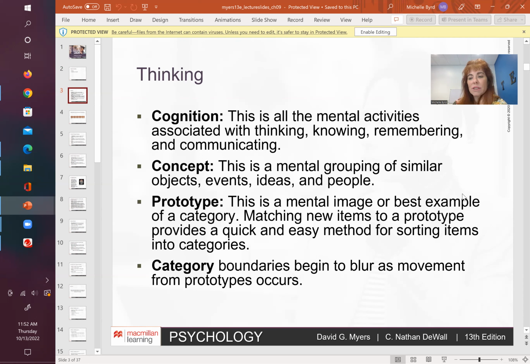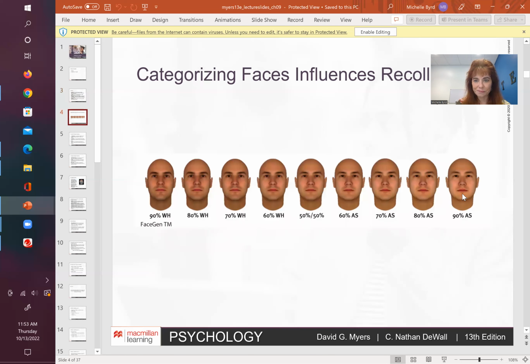Prototype, this is a mental image or best example of a category. So matching new items to prototypes, and in psychology this also stems off of what we call scaffolding, building off of concepts and knowledge that we've already acquired. Category boundaries begin to blur as movement from the prototype occurs. So it starts to generalize over into other areas.